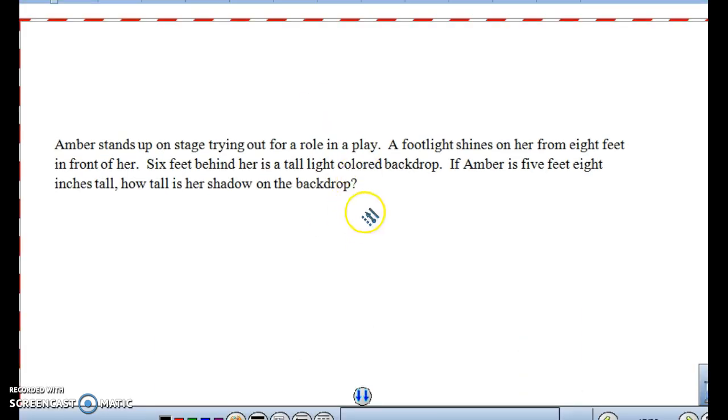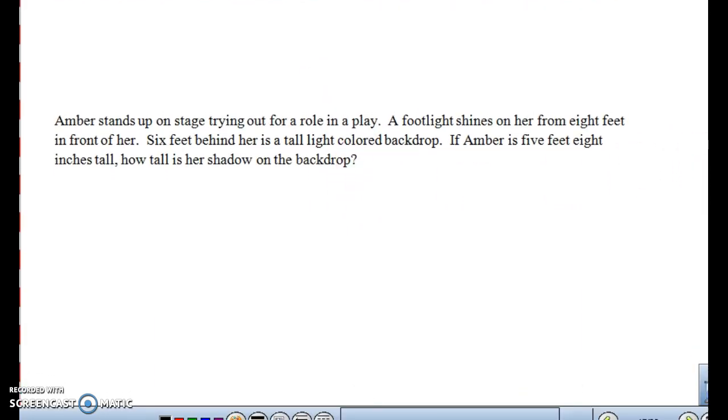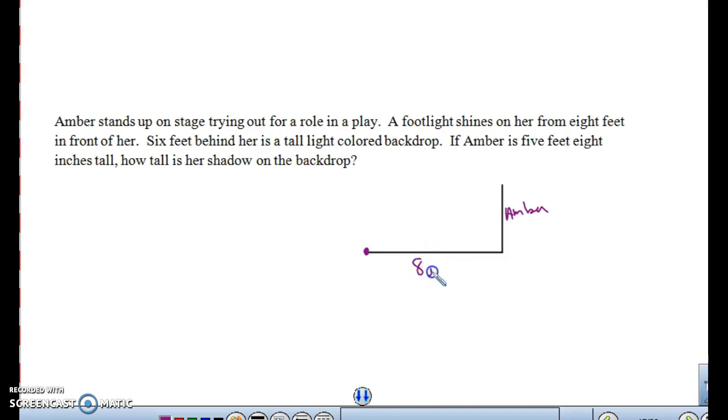So all of this is based on Amber standing on stage. So we need to draw Amber. So here is Amber standing up on stage. That's Amber. She has a footlight shining on her from 8 feet in front of her. So in front of her, she's standing facing this way. So 8 feet in front of her like this is a footlight, right here. So this distance right here is 8 feet.